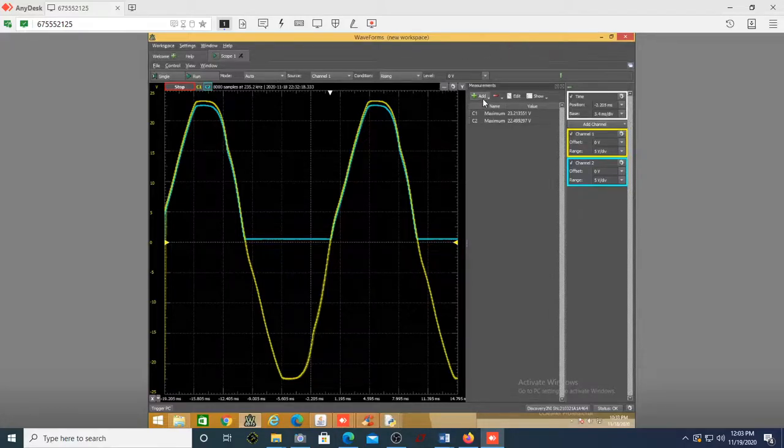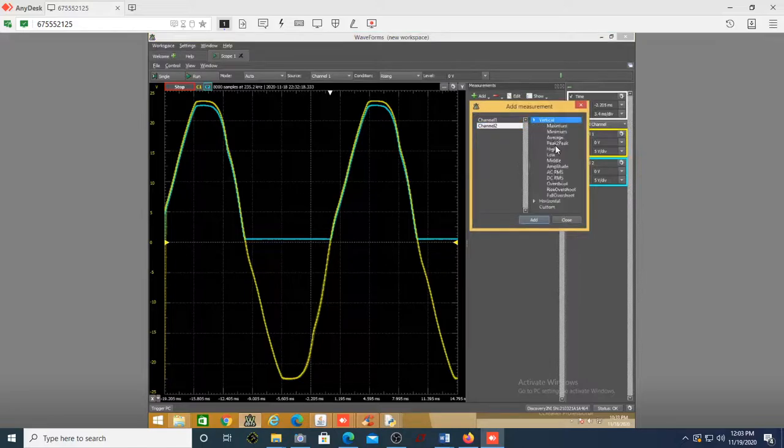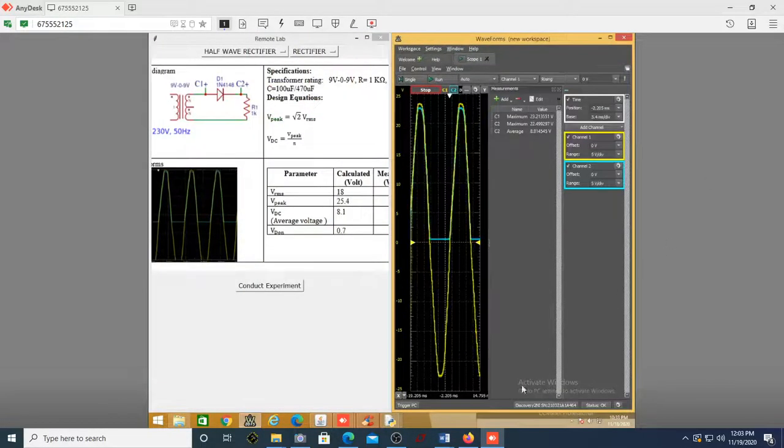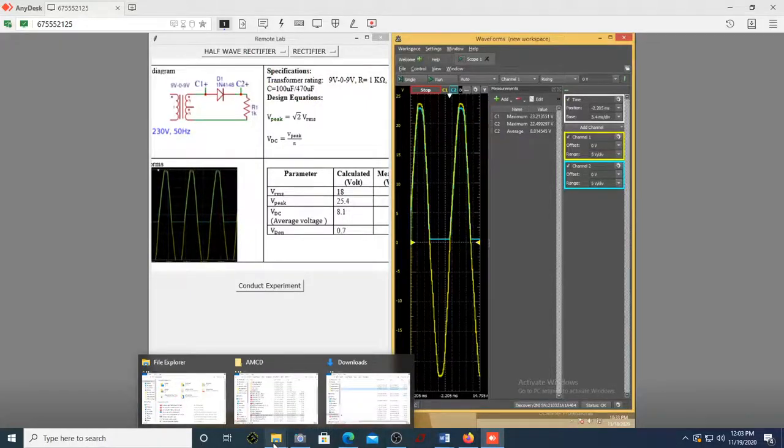We can also measure the average voltage of this. I can measure the average voltage by going for Average and then Add. You can see the average voltage is 8.81. So let us find out what the average voltage is. The average voltage, V average or VDC, is given by 8.81 volt, and we have Vp minus VD on coming out to be 22.49, divided by pi is the VDC.